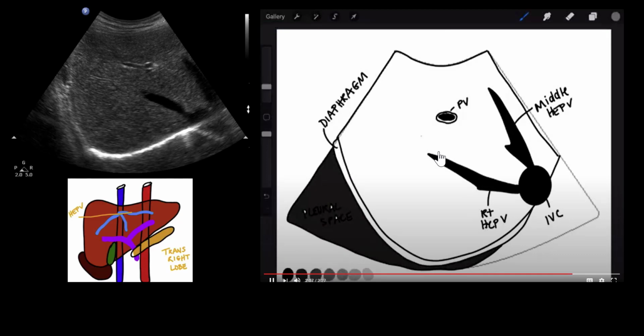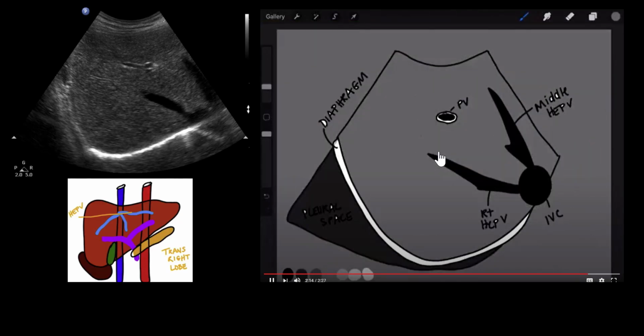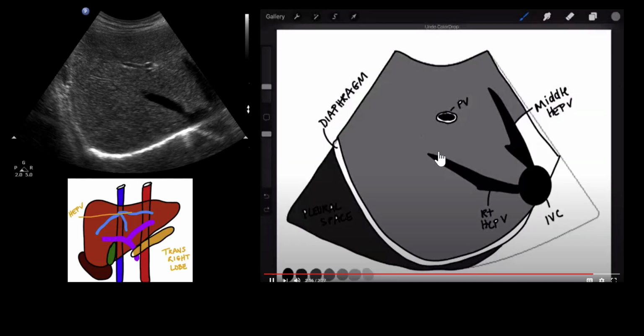Don't forget to have your patient take breaths in to help you steady your images. Or you can also roll your patient for the right lobe pictures. It can prove to be helpful to get that right lobe to kind of fall out of the rib cage.